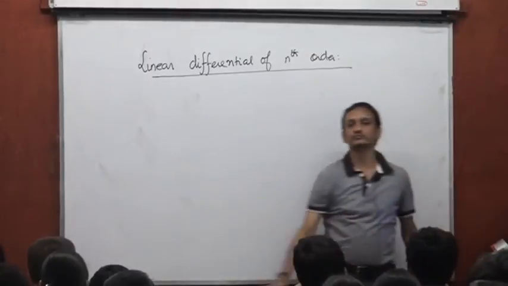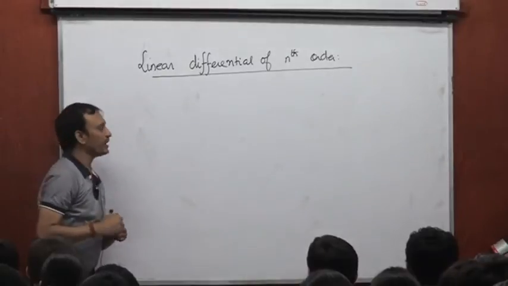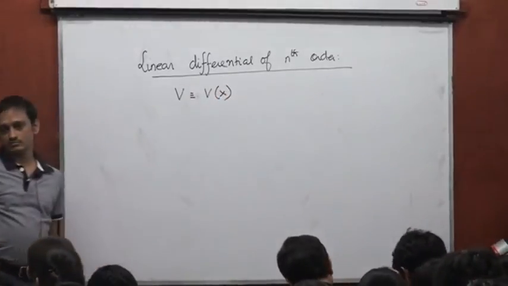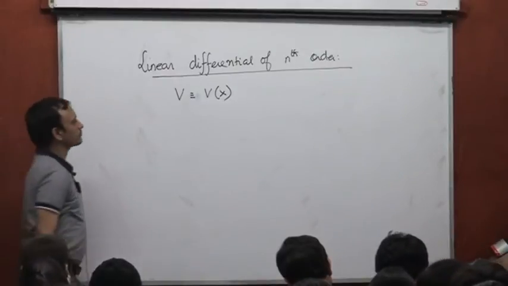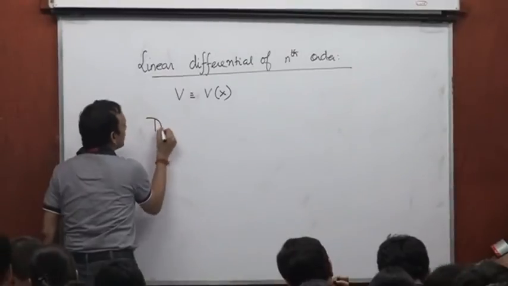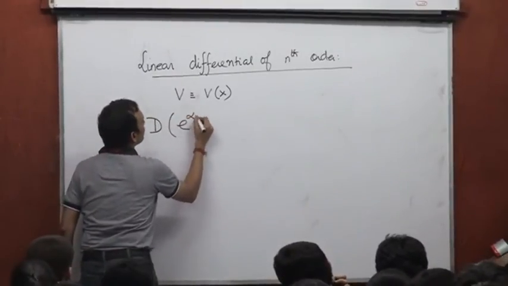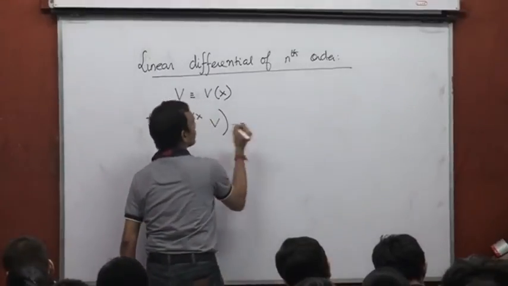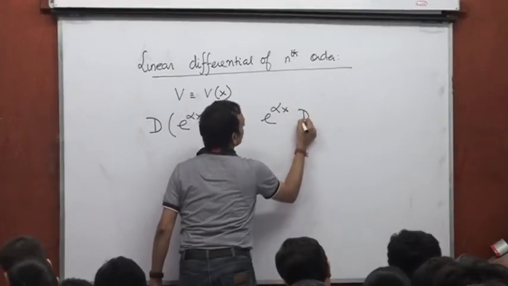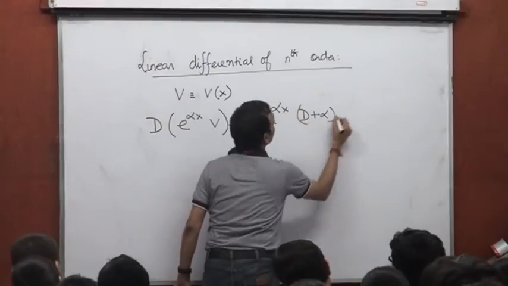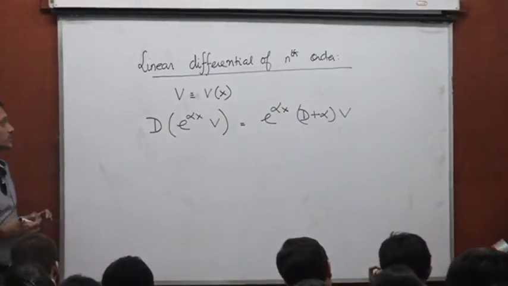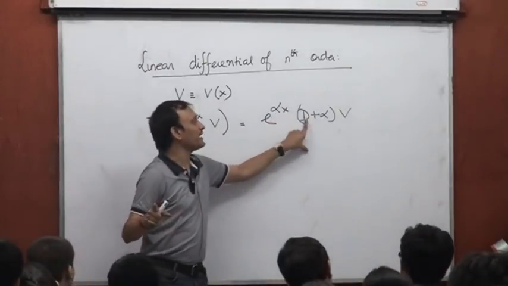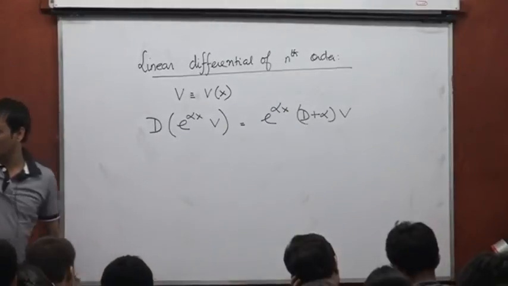Now, if we have v as some function of x, then D acting on e^(alpha x) v, where v is some function of x, is e^(alpha x) times (D plus alpha) acting on v. I repeat, and I'll show you how that comes. This is a property. D, the operator d/dx, operating on e^(alpha x) v is e^(alpha x) times (D plus alpha) acting on v.